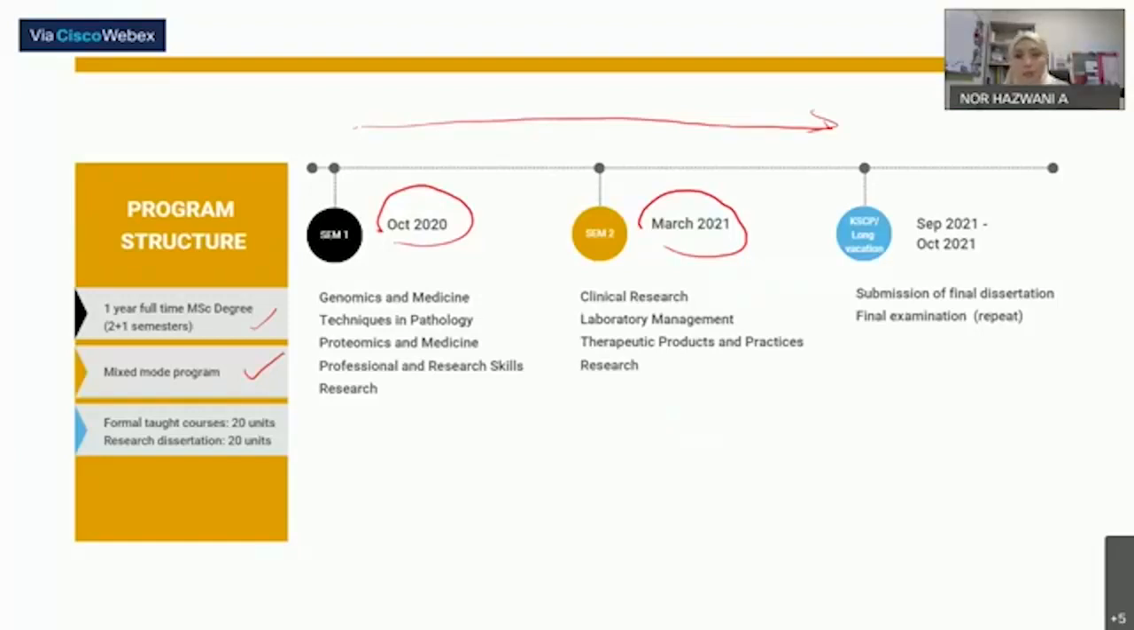After semester 2 is complete, there will be KSCP. This is the short semester that I mentioned just now, which will usually be in September 2021 until October 2021. This is the time whereby the candidate has to submit their final dissertation. This time is also allocated for those who have to repeat the exams. But hopefully you won't have to.